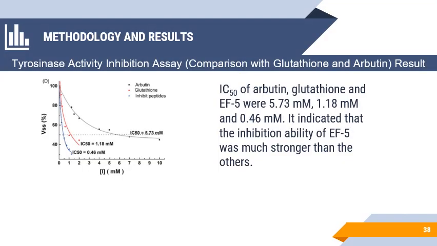The result of the comparison with glutathione and arbutin is that the IC50 of arbutin, glutathione, and EF-5 were 5.73 millimolar, 1.18 millimolar, and 0.46 millimolar. That indicates that the inhibition ability of EF-5 was much stronger than the others, because EF-5 at 0.46 millimolar can inhibit 50% of the tyrosinase. It's different from arbutin, which has to use 5.73 millimolar to inhibit 50%.